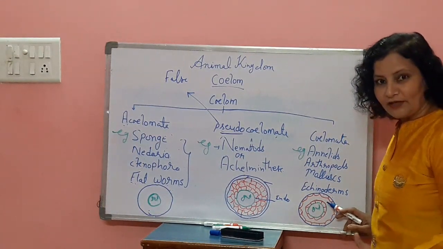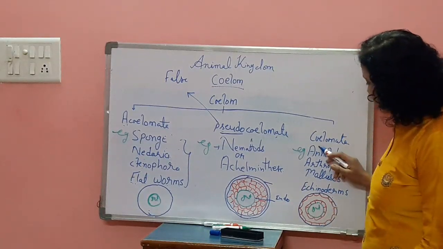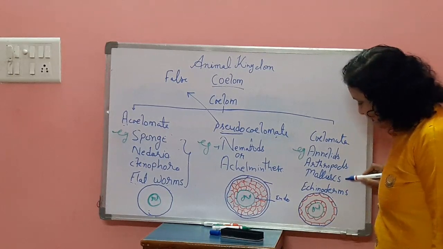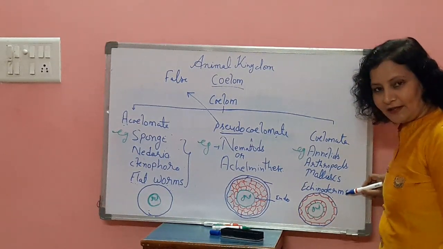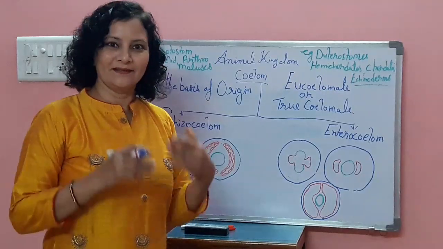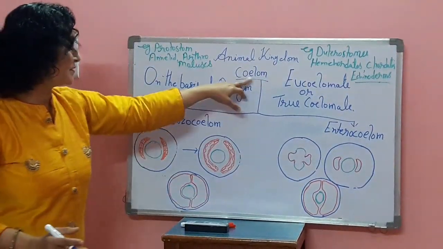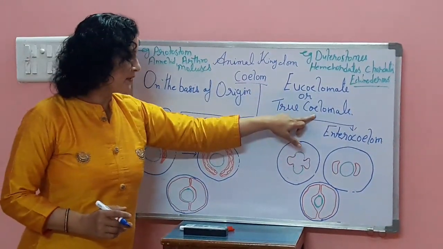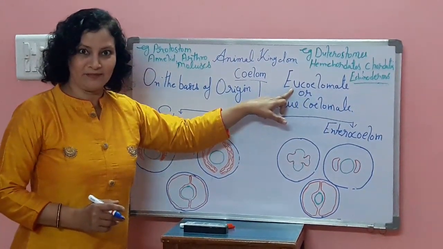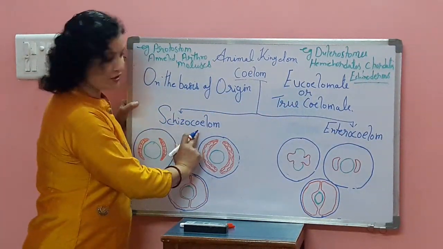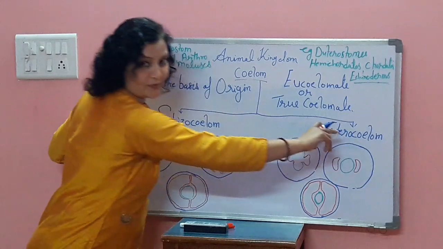Coelom cavity is found in which animals? These animals are called coelomate. The phyla annelids, arthropods, mollusca, echinoderms and all hemichordates are categorized as coelomate. Now on the basis of the origin of the coelom, coelomate animals, or true coelomate animals, or eucoelomate animals, are categorized into two categories, schizocoelomates and enterocoelomates.